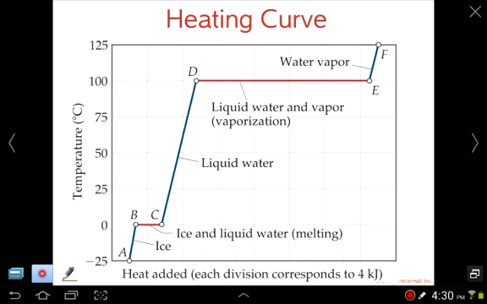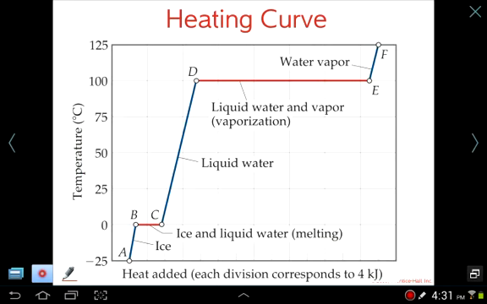Now you'll notice 2 things. During the phase change, solid to liquid and liquid to gas, the temperature stays constant. Now this is a very important feature, and this is true of any substance. During a phase change, the temperature does not change. This and this are flat lines.